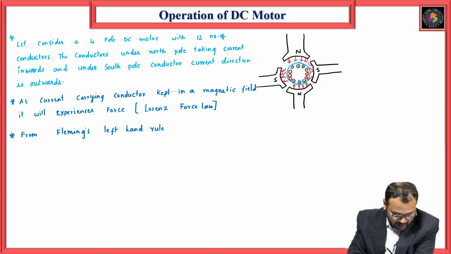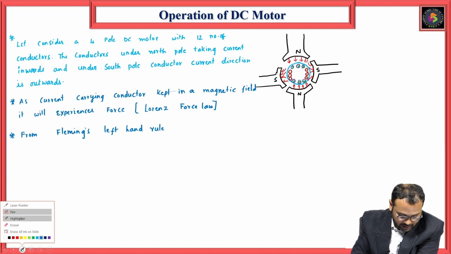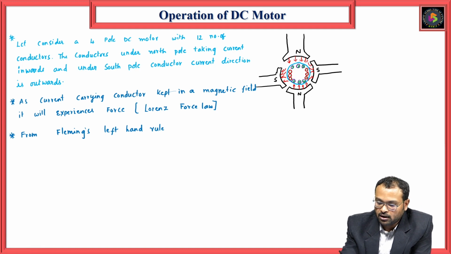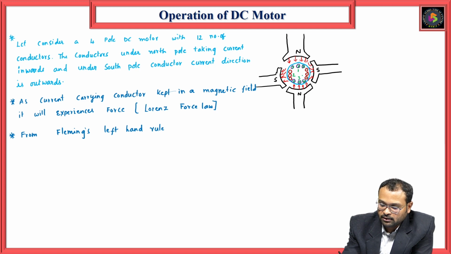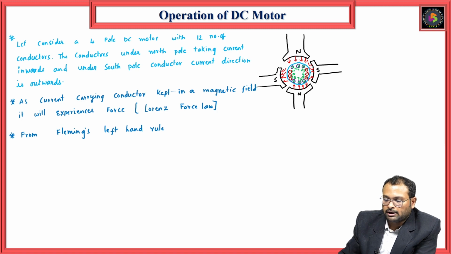Here I will consider test cases. Suppose this is conductor 1 under the north pole, conductor 2 under the south pole, conductor 3 under the north pole, conductor 4 under the south pole. We will give numbers to all the conductors: 1, 2, 3, 4, 5, 6, 7, 8, 9, 10, 11, 12. So a total of 12 conductors are there.